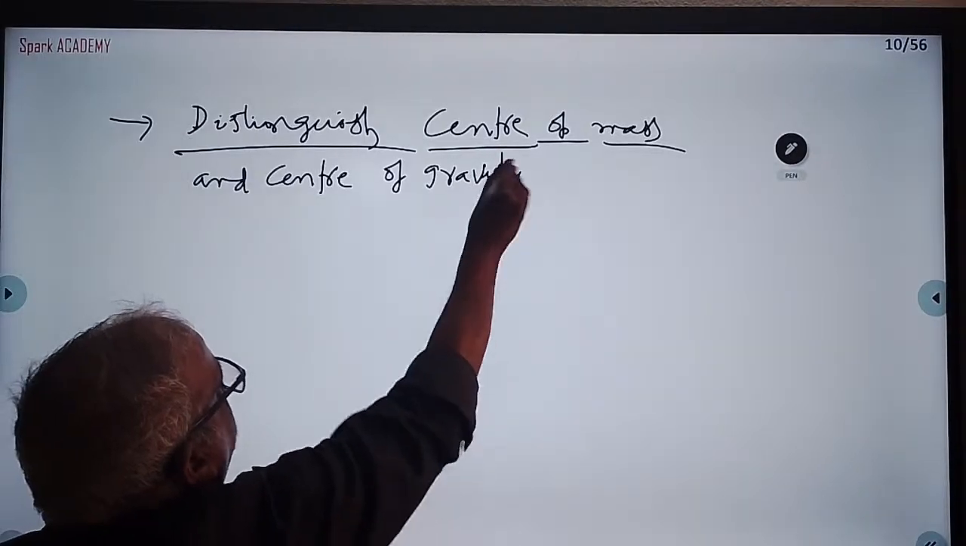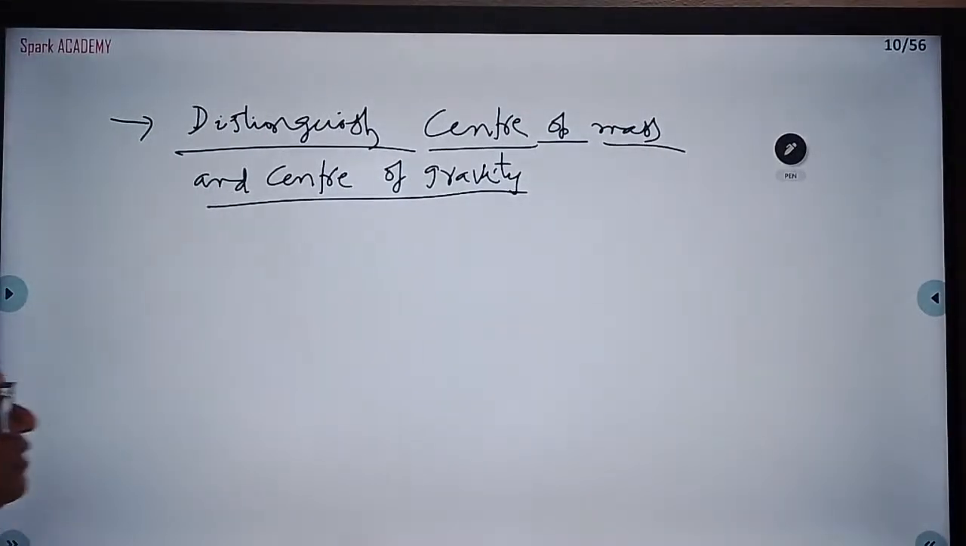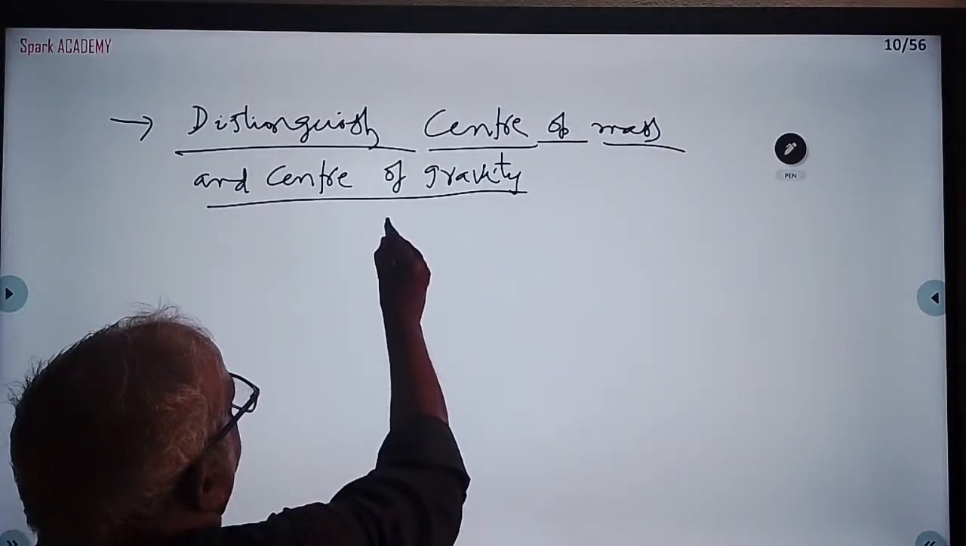You can write separate points or tabular form, that is up to you. Center of mass, separate points you write. Center of gravity, separate points you write. Then they will see what differences you have written. But I am writing in tabular form: center of mass, center of gravity.